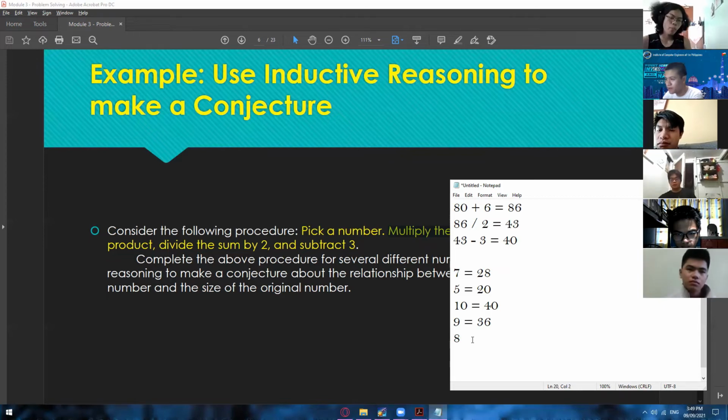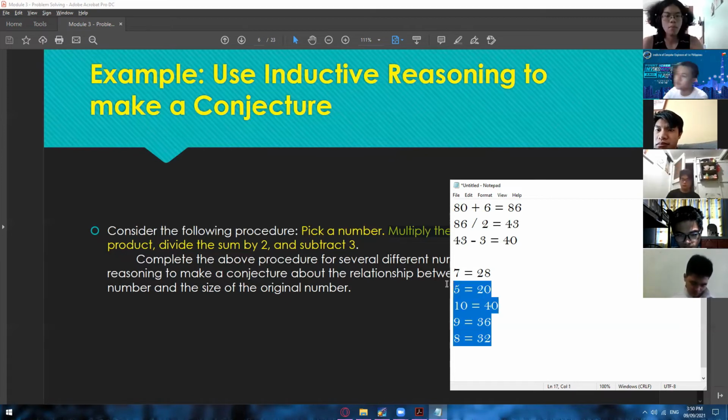If we have 8, then this one is equal to times 5. Why does it seem like there's a mistake? Yeah, right. And this one will become 32. So in here, it's always multiplied by 4.